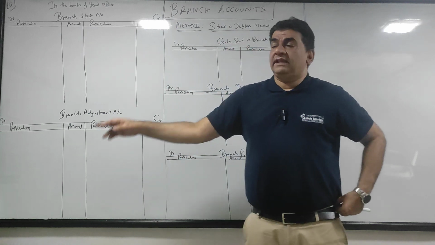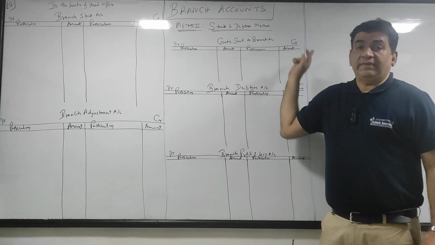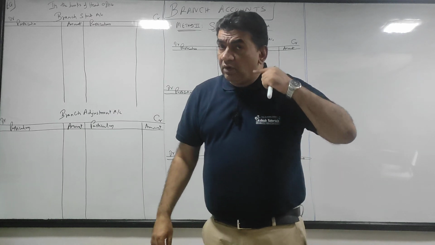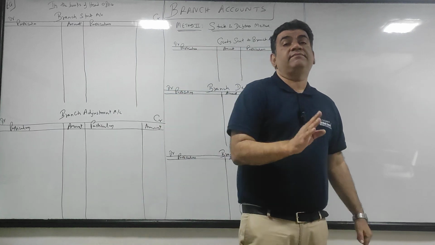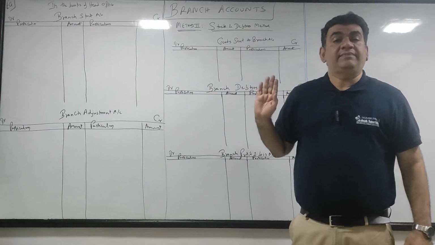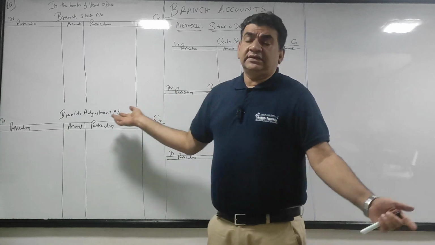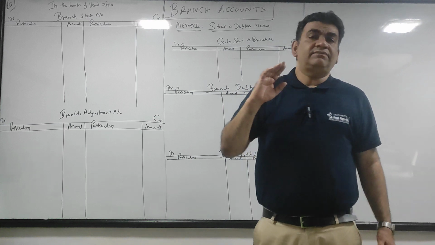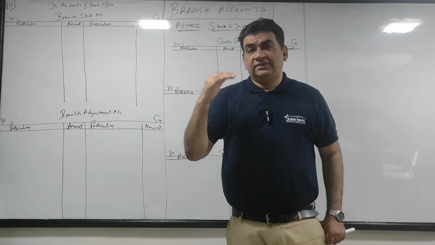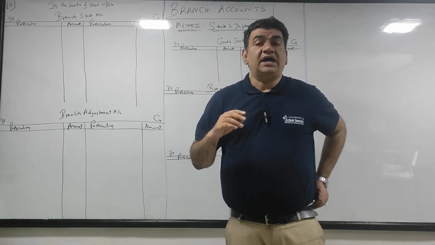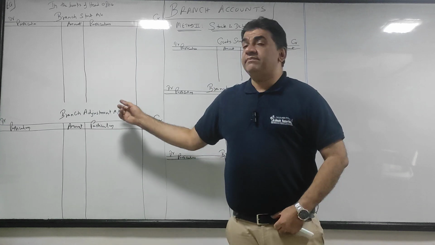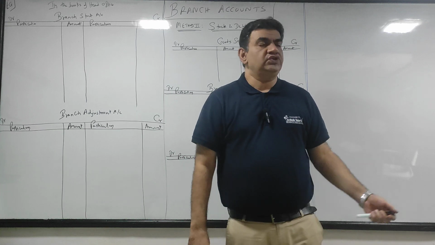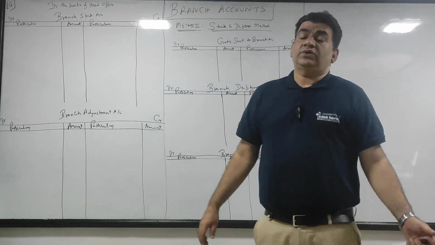But here when I say stock and debtors method, accounts will be maintained in a more detailed way as compared to the first method. Of course, any method can be followed, but normally when the branch transactions are less, the first method is preferred, but when the branch transactions are more, people prefer the second method. Anyway, as far as your syllabus is concerned, you don't have to bother. It will be mentioned in the question.